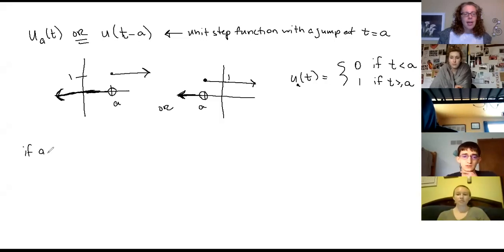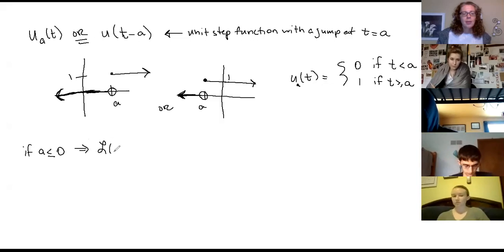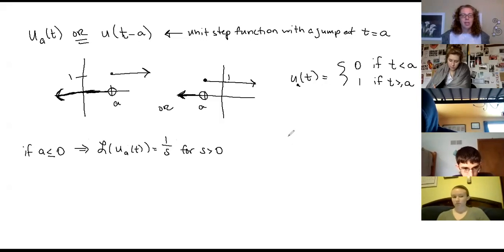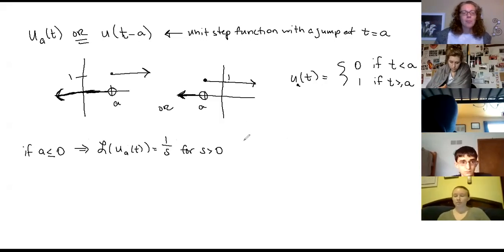So if a is less than or equal to 0, then the Laplace transform of this unit step function is just 1 over s again. And again, this is for s bigger than 0 or s bigger than or equal to 0, either way. The same thing is going to happen if a is less than or equal to 0. You're just going to get an integral from 0 to infinity of 1, and then you get the same thing that you did before.